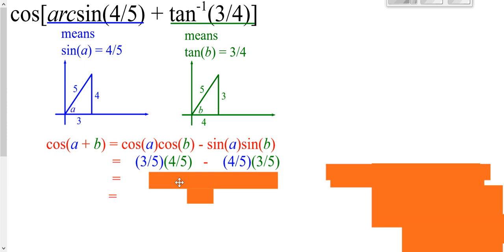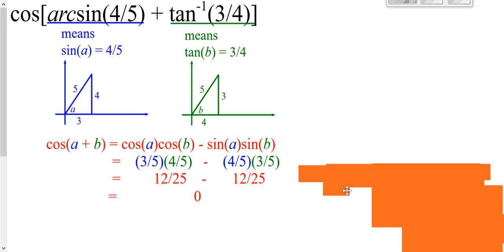So now we're just multiplying fractions. Multiply the tops, multiply the bottoms, multiply the tops, multiply the bottoms, and we get 0 for this case.